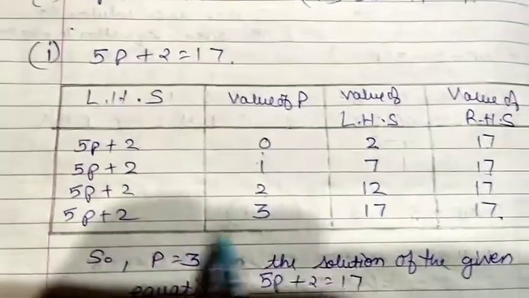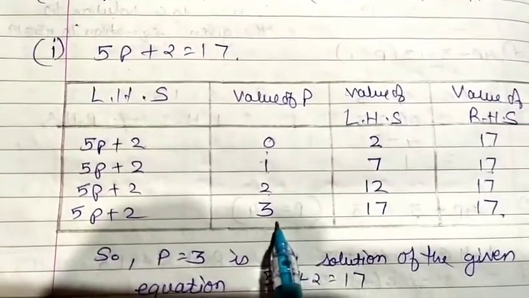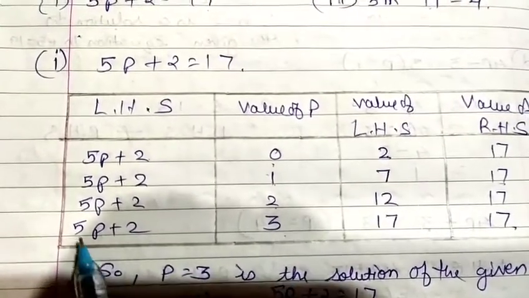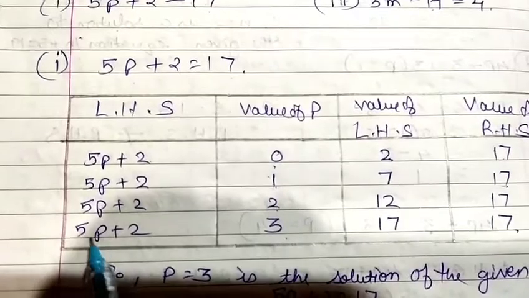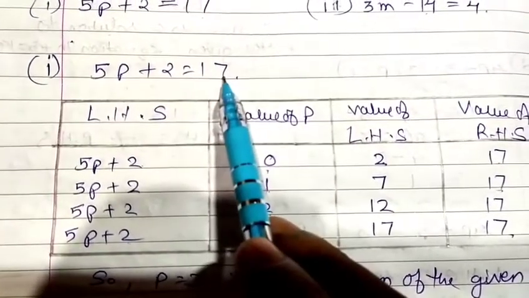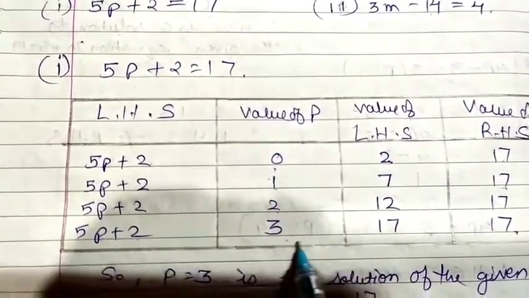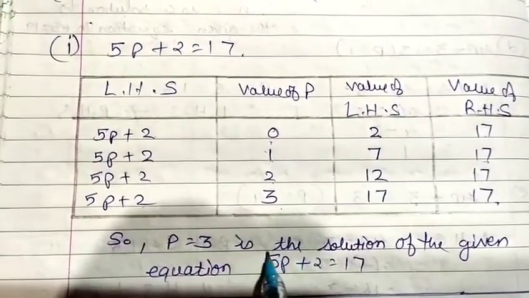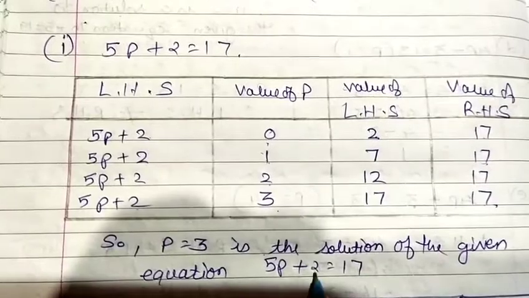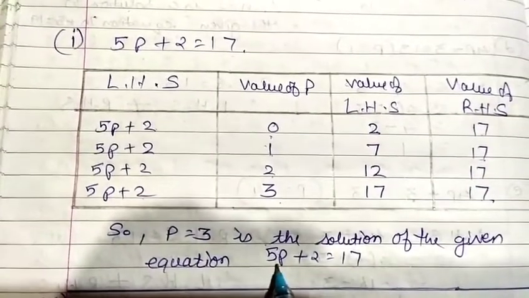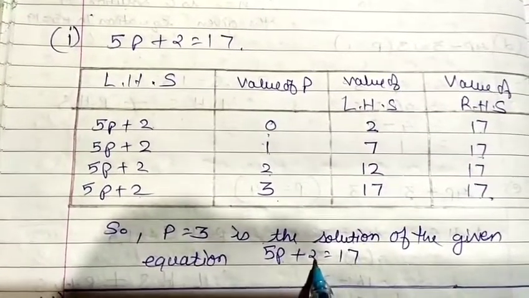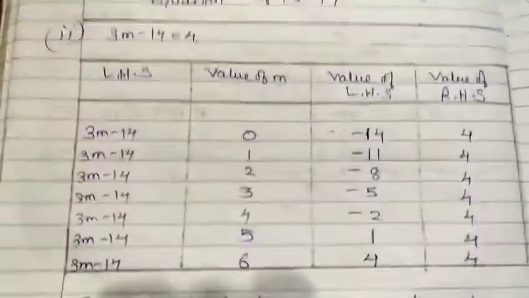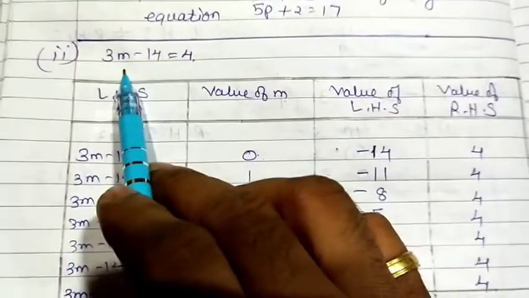Then after 2 it is 3. So in place of p take 3. 3 5s are 15. 15 plus 2 is 17. So here we got 17. So we can say that p equals 3 is a solution of the given equation 5 times p plus 2 equals 17. Now let us see one more similar sum.